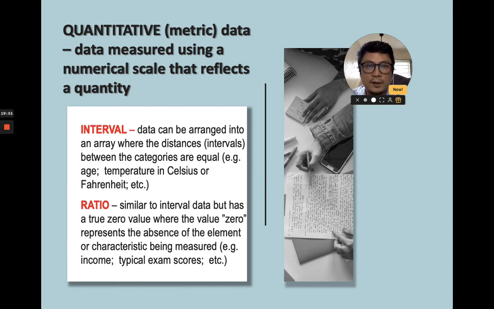Exam scores. Your scores will show how many questions you answered correctly, the total number of correct answers. If your exam score is 0, that reflects the absence of correct answers in your exam. So that is what the ratio level of measurement means: to have a true zero value.